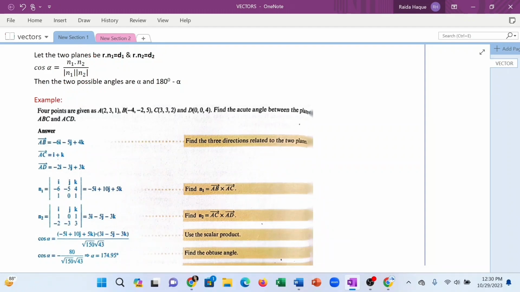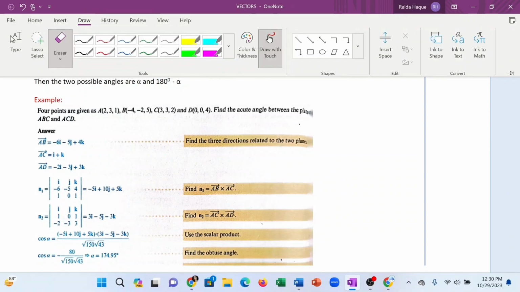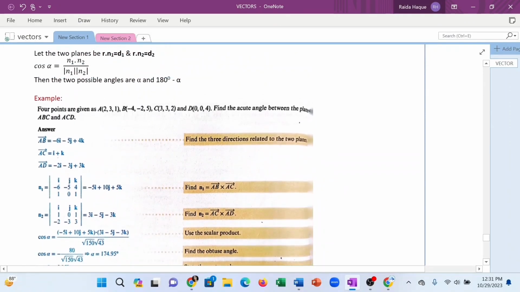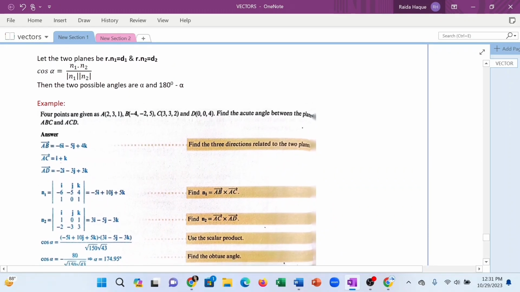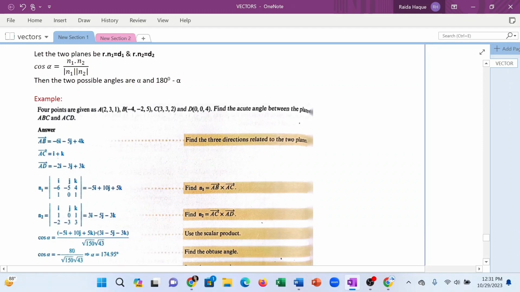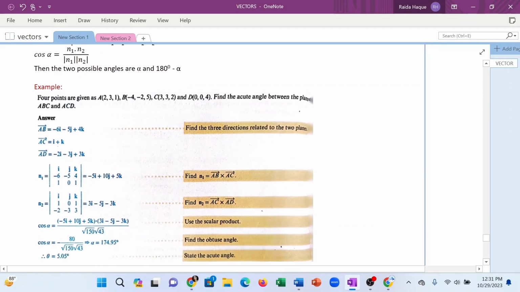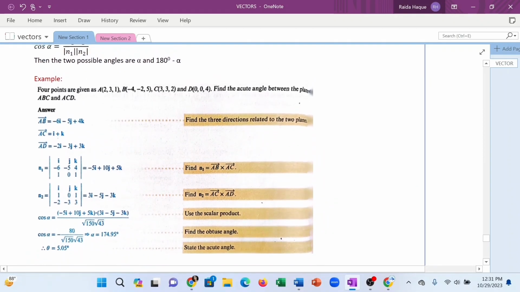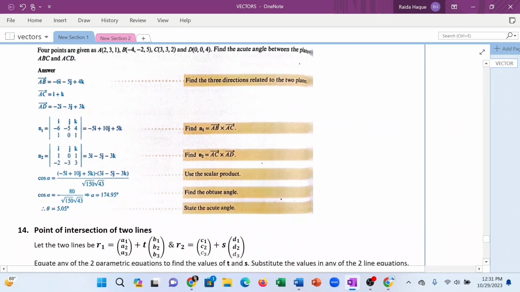And hence you have cos alpha, which is a minus value, right? So since cos alpha gives a minus value, the value of alpha will obviously be an obtuse angle. So now if they ask you to find the acute angle, you just need to subtract 180 degrees minus alpha, and then you get 5.05 degrees.